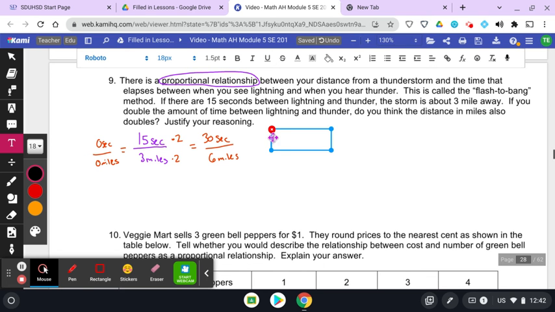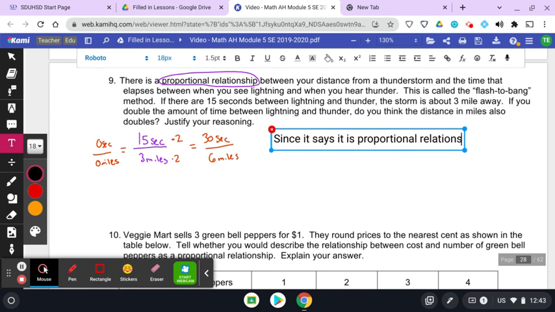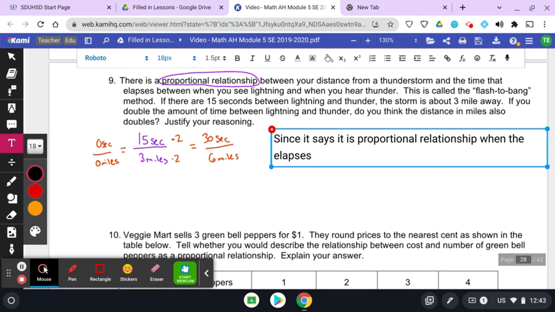Okay. So since it says it is a proportional relationship, when the elapsed time doubles, the distance also has to double.